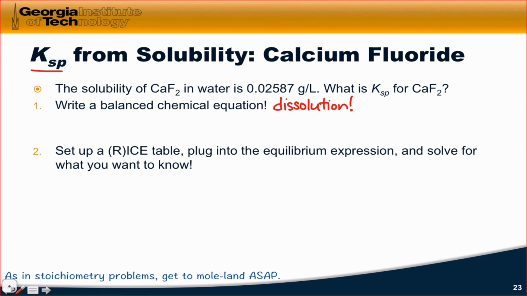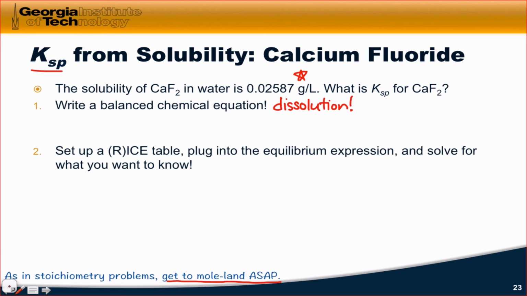This problem nicely illustrates that it's important in solubility problems to get to mole land as quickly as possible. One thing we should notice is that the solubility here is given in terms of mass of the solute per liter rather than moles.